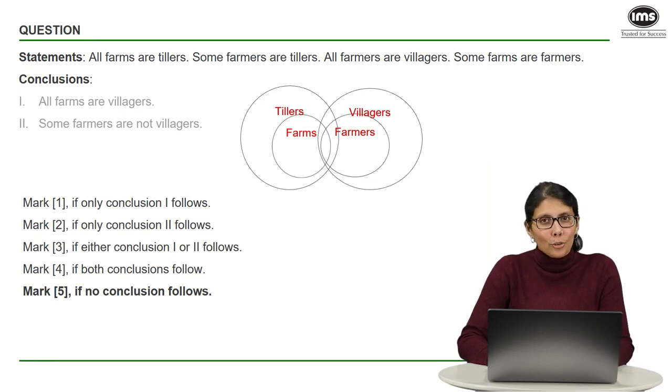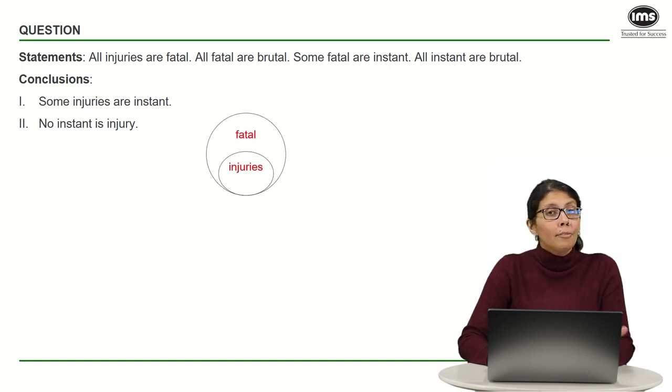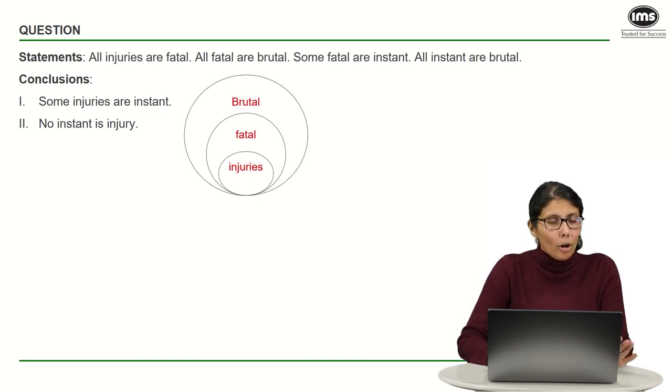Let's take a look at the next question. This one is a little tricky. Take your time to think about it. Also think about multiple ways in which you can draw the same statements. If you were confused while drawing this one, I completely understand because here there are 2 different possibilities. Let's get started. All injuries are fatal. This part is simple. All fatal are brutal. Also not too difficult. Some fatal are instant.